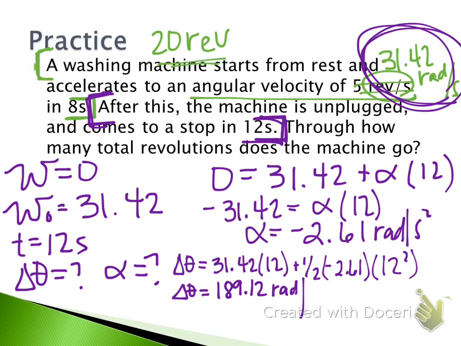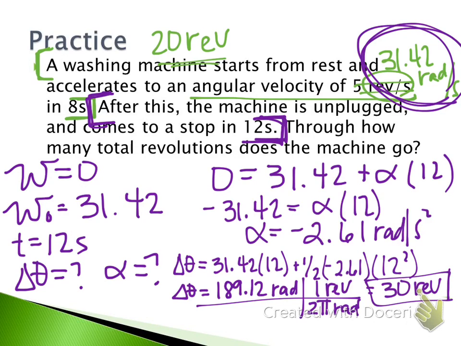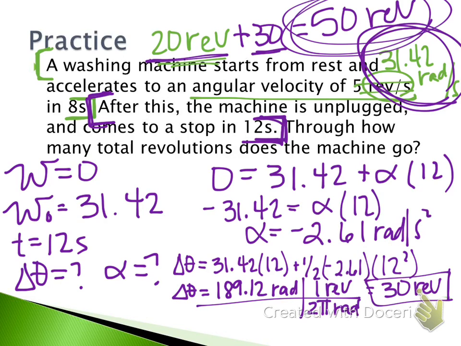The final step there is, again, to convert radians. 2 pi radians is equal to 1 revolution. So we take 189.12 divided by 2 divided by pi and get 30 revolutions. So in total, our machine travels 20 revolutions for the first portion and 30 for the second portion, which gives us a total of 50 revolutions of this washing machine during this particular example.